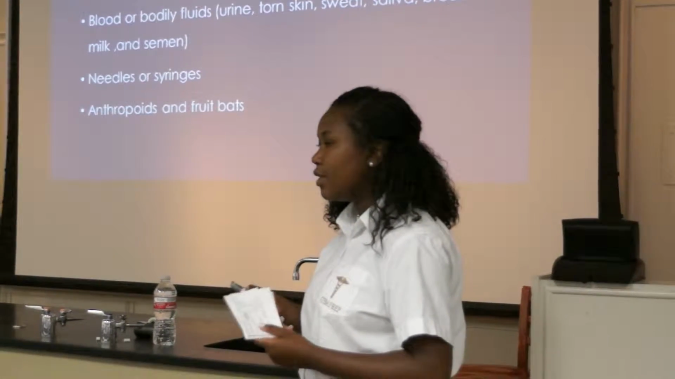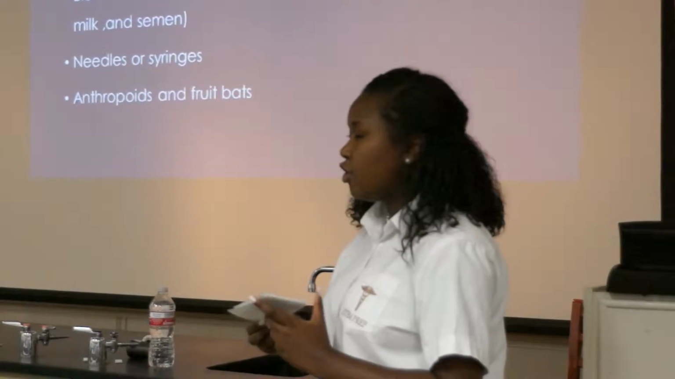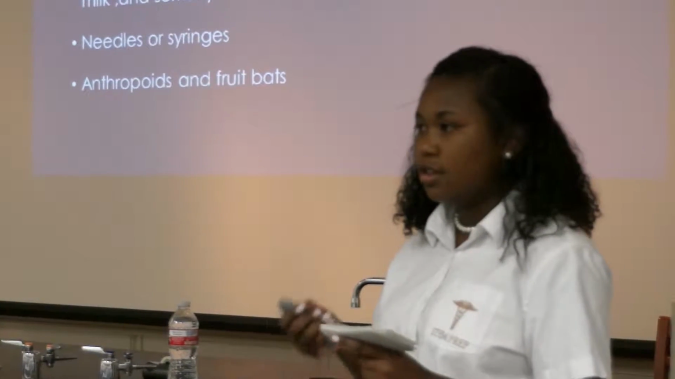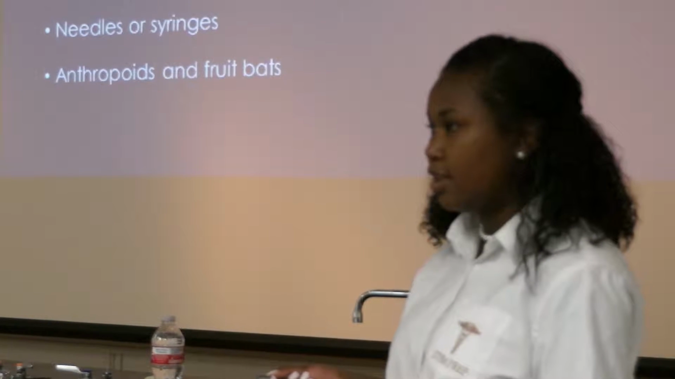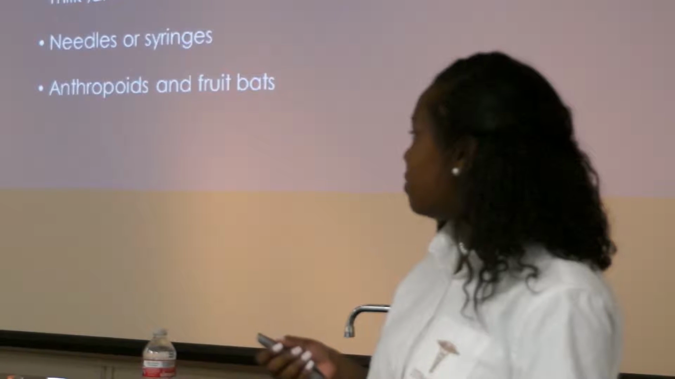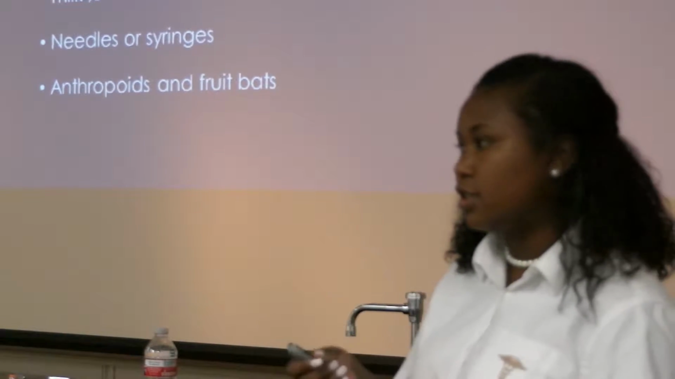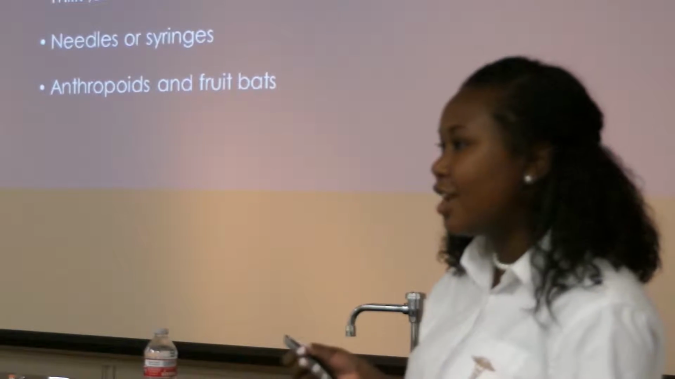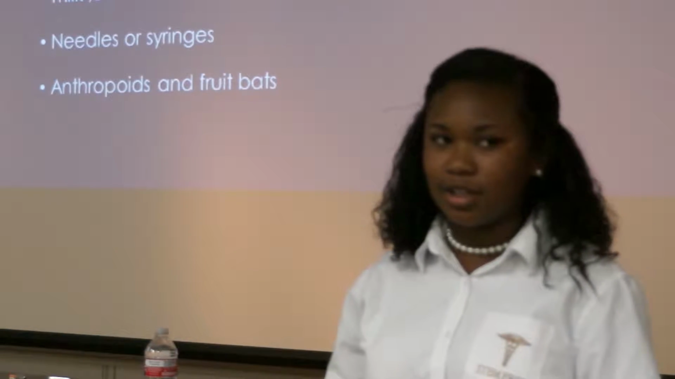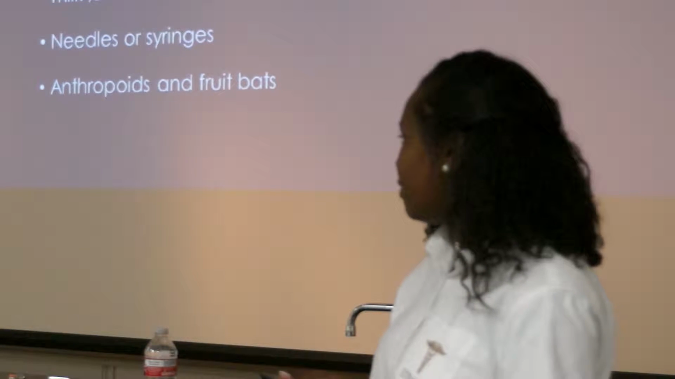Transmission. Ebola can be contracted through blood and bodily fluids such as urine, torn skin, sweat, saliva, breast milk, and semen. And also it can be transmitted through contaminated needles and syringes, and also through animals such as monkeys and apes and fruit bats.